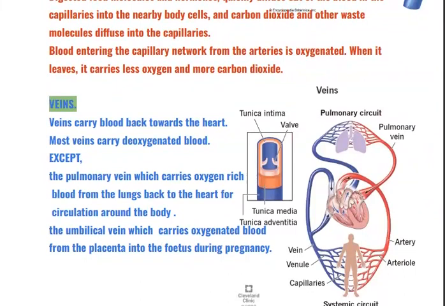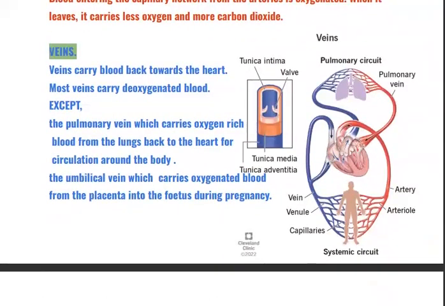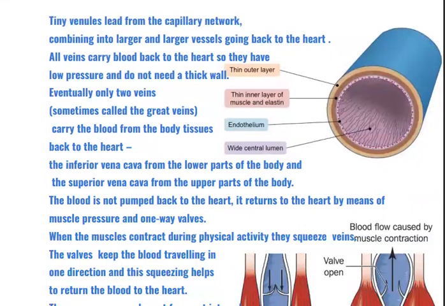Veins. Veins carry blood back towards the heart. Most veins carry deoxygenated blood, except the pulmonary vein, which carries oxygen-rich blood from the lungs back to the heart for circulation around the body. Another exception is the umbilical vein, which carries oxygenated blood from the placenta into the fetus during pregnancy. Tiny venules lead from the capillary network, combining into larger and larger vessels going back to the heart.